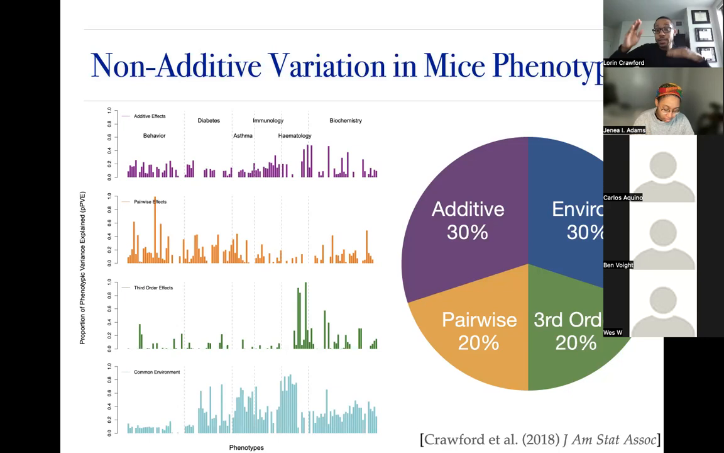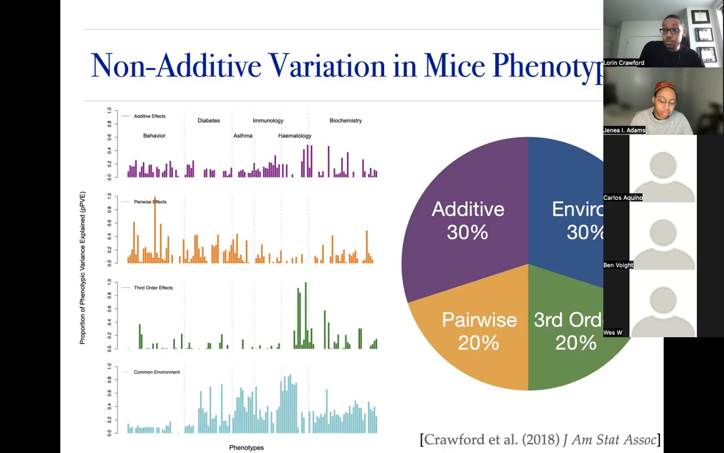And you can see across all these different traits, very rarely does additivity actually dominate the architecture for any of the given phenotypes, right? In fact, in some of these phenotypes, like hematology and others, third order effects dominate the architecture that we're seeing. This is a really interesting plot because it serves as a motivation for why non-additive models might be useful in some of these cases.